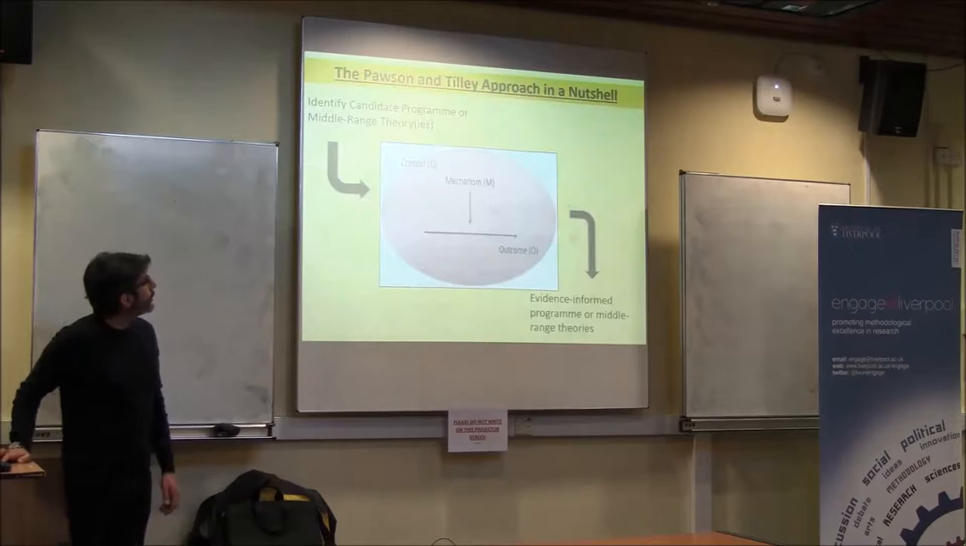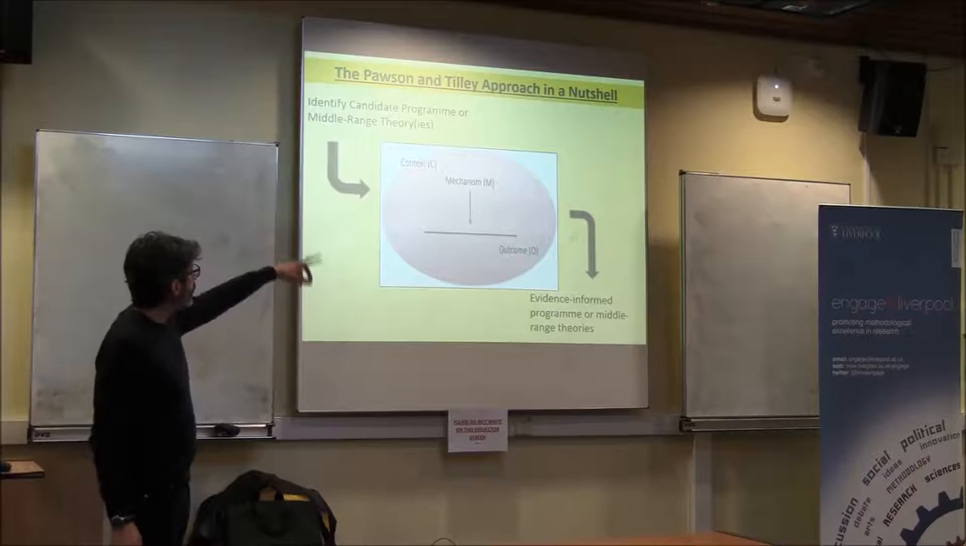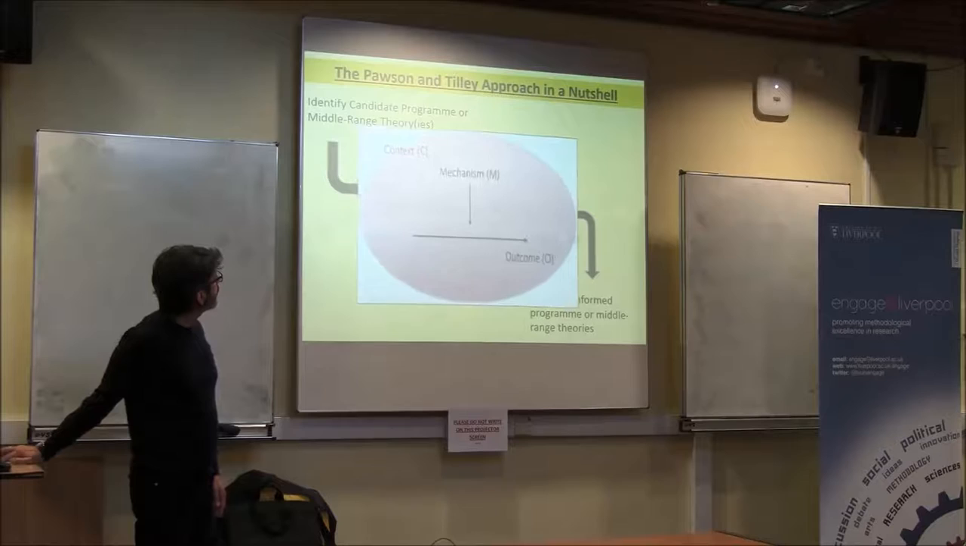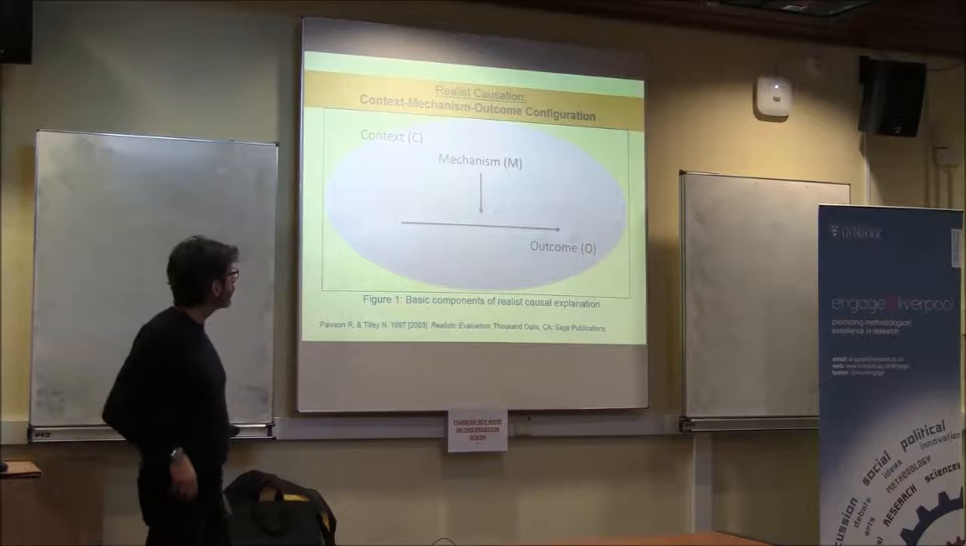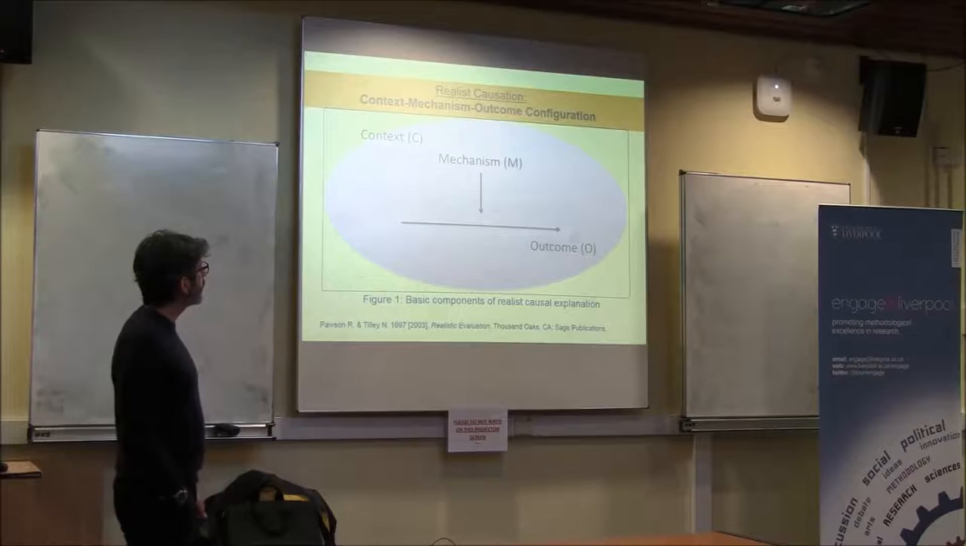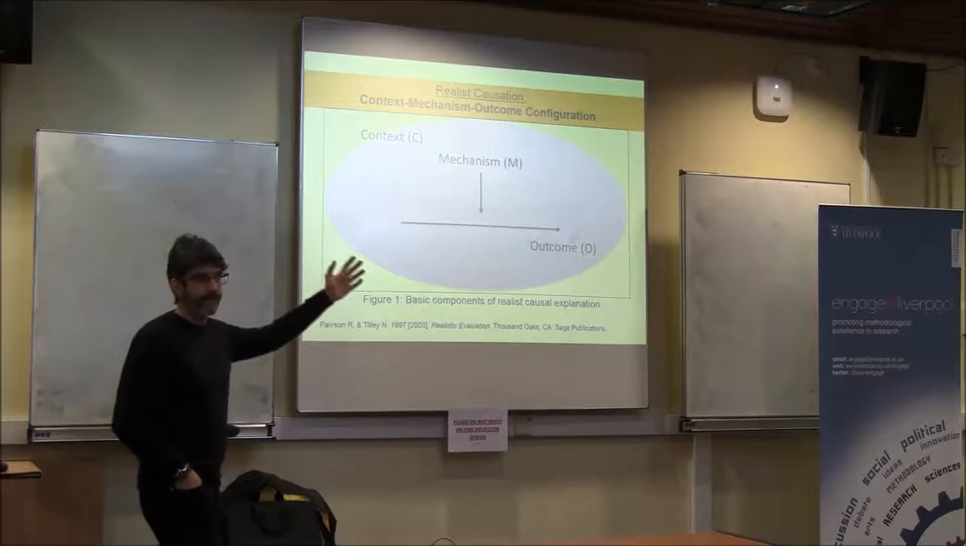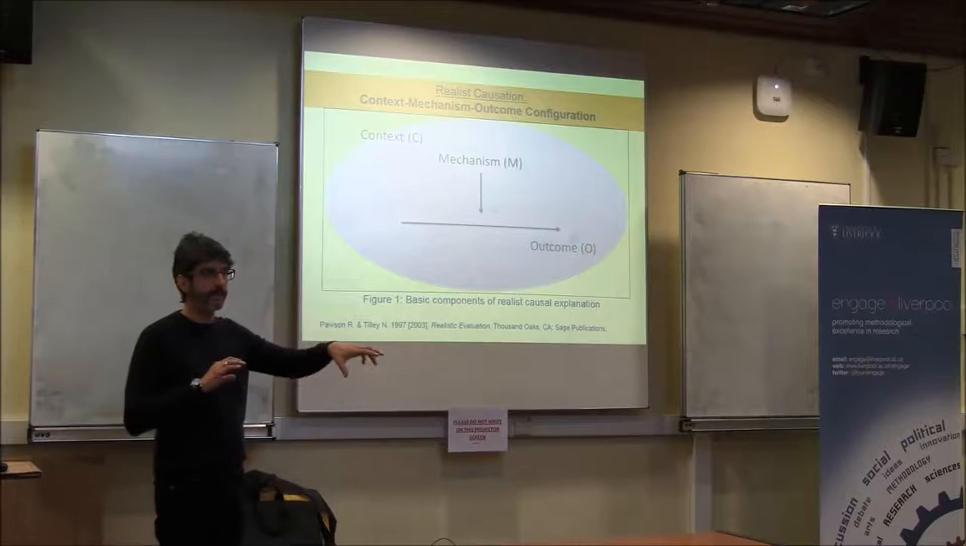So, as I said, you start with your candidate program or middle range theories, and then you do this CMO configuration analysis, and at the end, you produce evidence-informed program or middle range theories. And let's just look at the CMO configuration. So this comes from Pawson and Tilley's book, Realistic Evaluation, and it's basically depicting the CMO configuration in a diagram form. And it's saying that mechanisms have an impact. Mechanisms produce outcomes, but they produce outcomes in context. So we always have to understand the interaction between the context and the mechanisms.